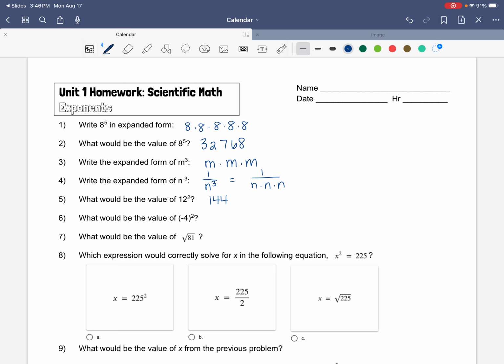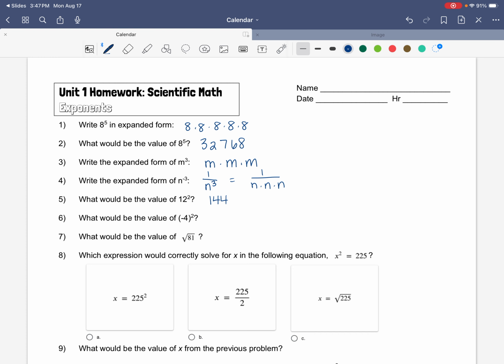For number 6, what would be the value of negative 4 squared? So when you're putting this in your calculator, you do want to make sure you're putting parentheses. So parentheses, negative 4. Remember that you do need to hit the negative button, not the minus button. The negative button can be found at the bottom of the calculator next to the decimal point. So then I would do parentheses, negative 4, parentheses, and then hit the squared button, which is that X with the little 2.